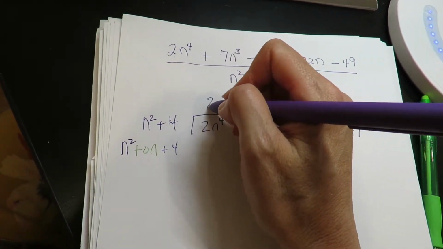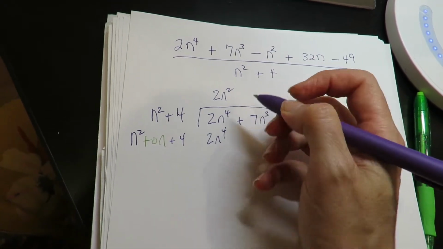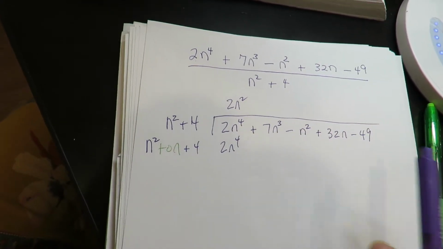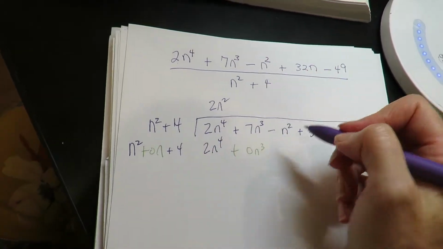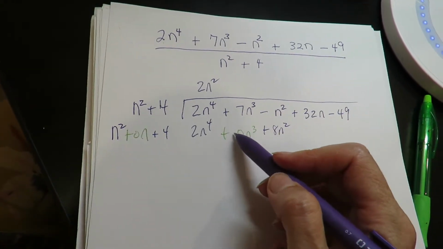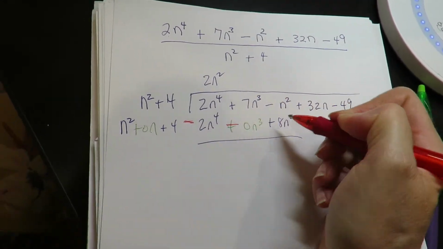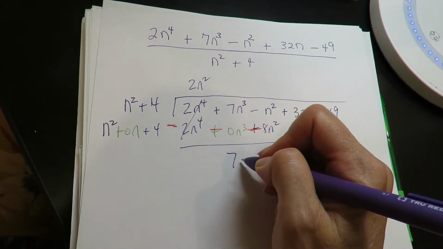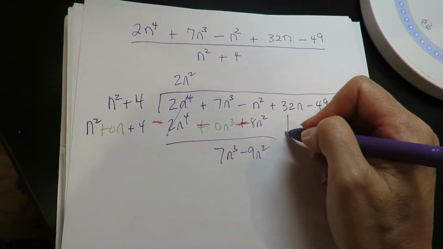Alright, you guys know the drill at this point. So 2n squared, so that's going to end up making 2n to the 4th. If you're going to do this, then this is always times 0. So this would be plus 0n to the 3rd. And then this times this is plus 8n squared. Again, you have to keep everything in the correct column. If you don't do this, you just have a gap right here, which is fine. Right, you're going to opposite. Alright, that goes away. 7 minus 0 is 7. Negative 1 minus 8 is negative 9. Bring down the next guy.